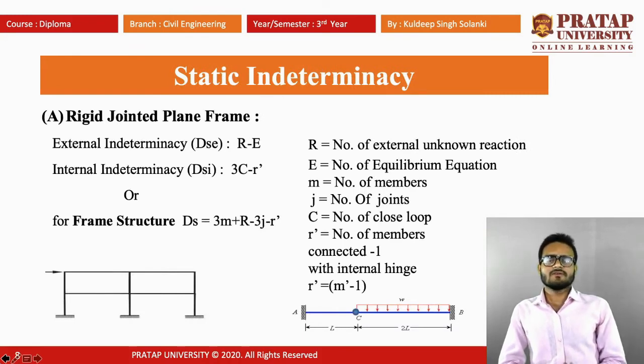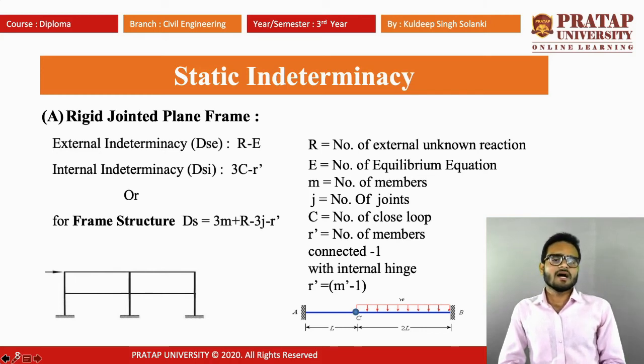In the next slide, static indeterminacy. Now these are all the formulas. Rigid joint plane frame means all members are connected by rigid joints, and plane frame means 2D structure. For external indeterminacy, DSE is equal to R minus E, and internal indeterminacy DSI is equal to 3C minus R dash. Or this is also the direct formula for frame structure: DS is equal to 3M plus R minus 3J minus R dash. Okay. Then what is the R? What is the E? What is the C? What is the R dash? What is the M?